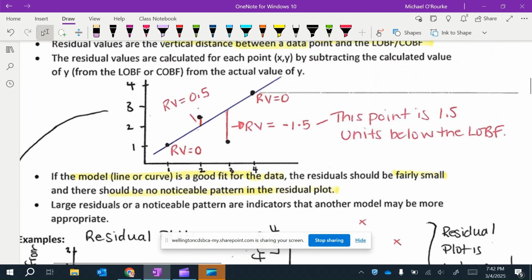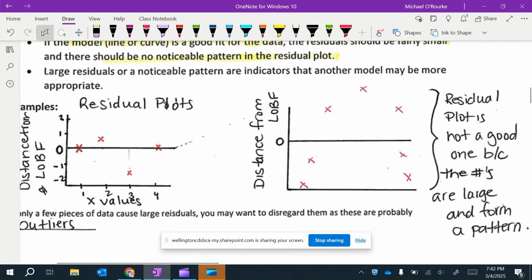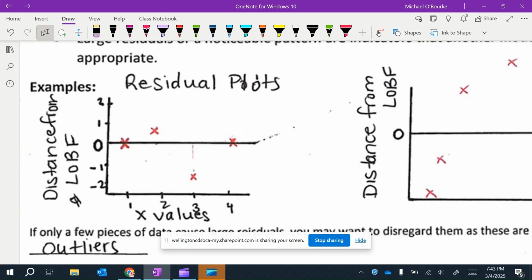If you take a look at this one here, you can see how the first point is pretty much on the line, so there's no residual value. This one's half a point up, so it's a plus 0.5. This one's down 1.5, so it's minus 1.5, and this one is equal. Here is the graph of that residual.